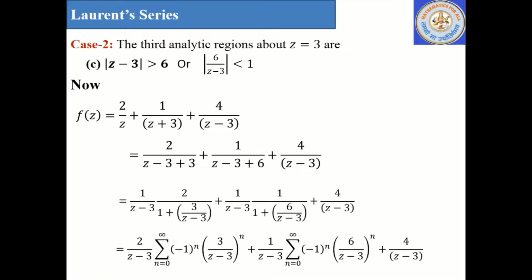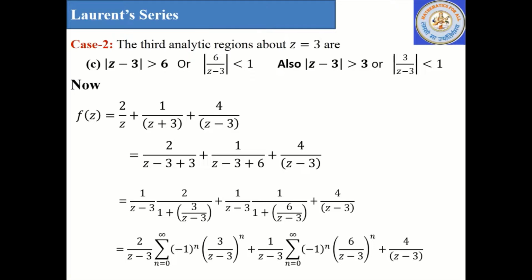As we have discussed previously, we write it in the summation form, and this is the required Laurent series expansion about the point z equal to 3 in the third domain. Come to the next. Okay, that we have written here: |z minus 3| is greater than 3, so |3 by z minus 3| is less than 1.